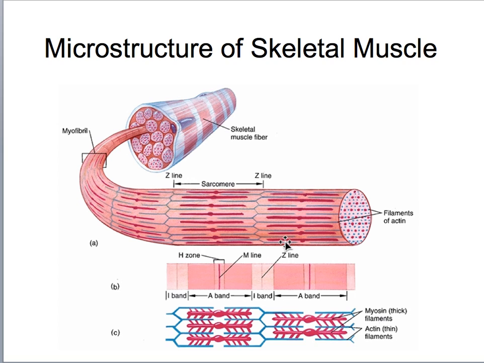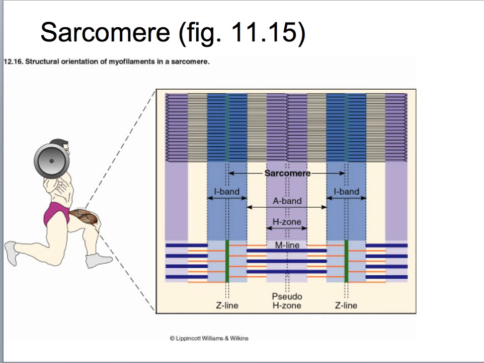The functional unit of a muscle cell in the myofibril is this sarcomere. And so sarcomeres are in series, so there's a bunch of sarcomeres in a row. And here are the Z lines that attach these sarcomeres. So another nice picture out of our book of more structure of muscle cells.